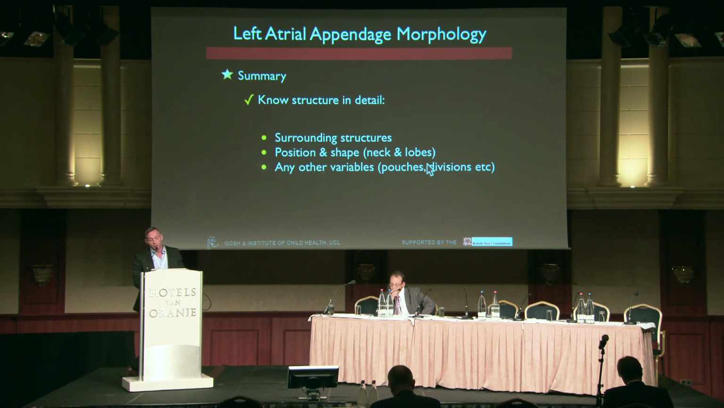There are rarer variables, which I've shown you already, such as pouches proximal to the os and divisions within the appendage. I think they are rare, but I think it's important to know about them just in case, so that you can adapt your occlusion to the morphology.